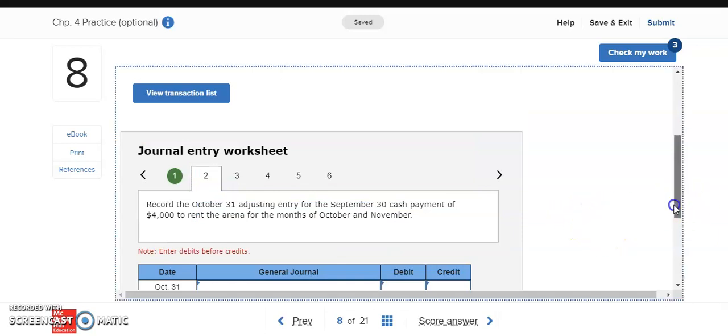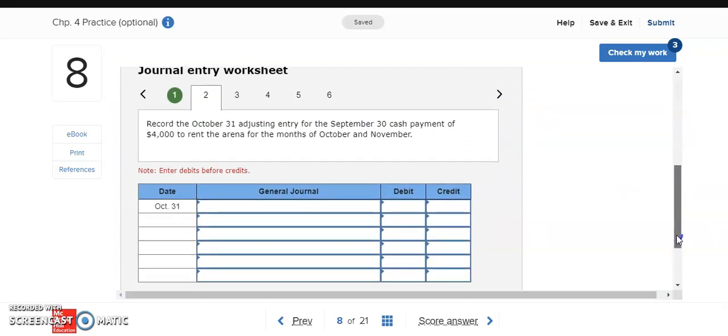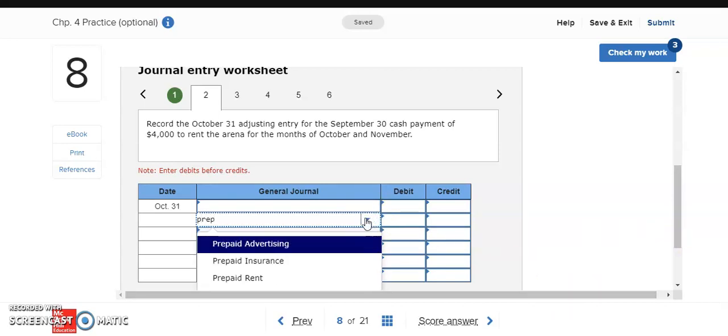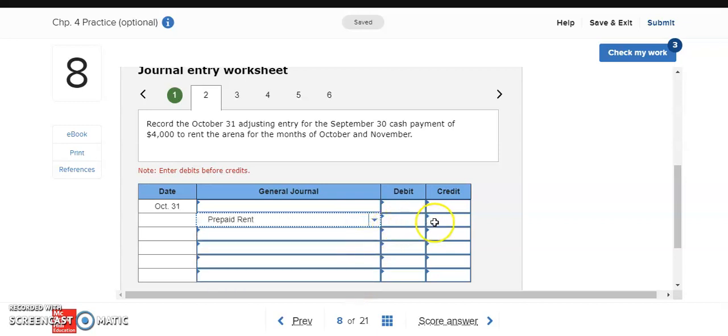Now it's October 31st. Same situation. Hockey Helpers paid $4,000 for 2 months. But they've used up the month of October. So $4,000 divided by 2 is $2,000 per month. $2,000 for October, $2,000 for November. We haven't used up November yet, but we have used up October, so we need to decrease that asset account. So let's credit prepaid rent to reduce it for 1 month's worth.